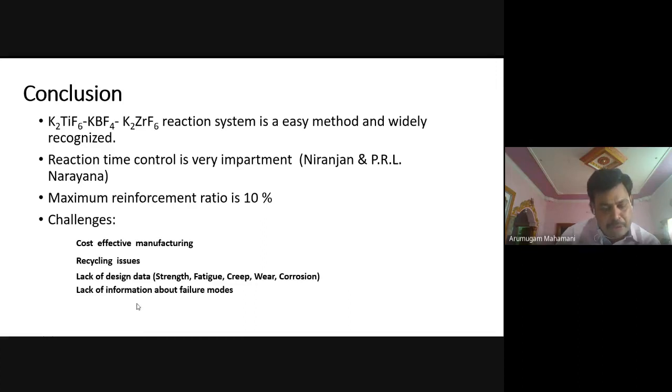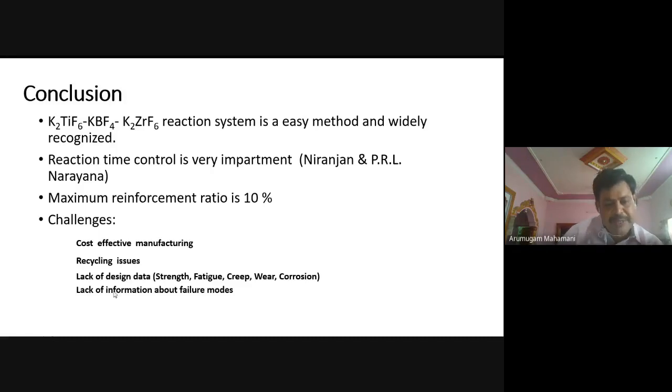Then one more problem for commercial application. For example, if you take mild steel, aluminum, this kind of material, you have a design data book. But for composite material, we don't have design data for strength, fatigue, creep, wear, corrosion. We don't have proper design data. So that is one of the major reasons for the limited commercial application of this material. But still nowadays, many companies, particularly Chinese, have initiated it. So definitely it will come. India also, shortly it will come.